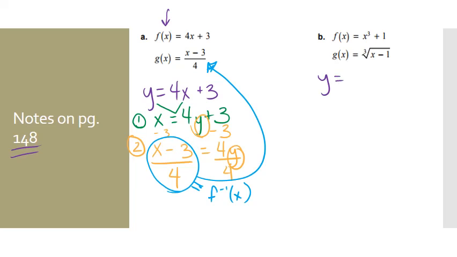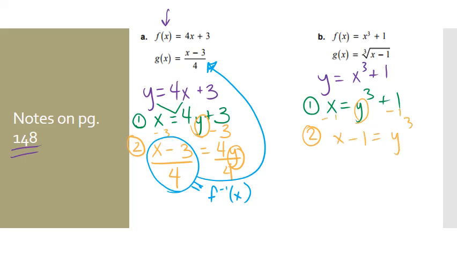Okay, so let's see what that looks like in B. Again, we'll call this y equals x cubed plus 1. First step is to switch the x and the y, so that would be x equals y cubed plus 1. And then second step is to solve for y, which means I need to get the 1 to the other side. And then we already know how to solve for y cubed would be to cube root the whole thing. So our answer, which will actually be the inverse, is the cube root of x minus 1.